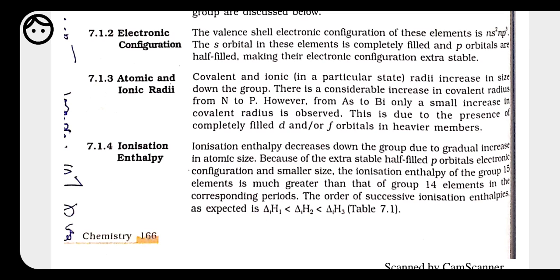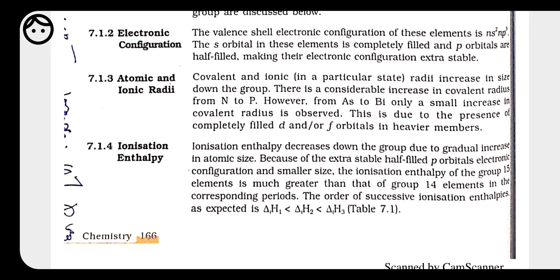Okay, next we have to discuss another property of this group, that is electron gain enthalpy. Electron gain enthalpy increases from left to right along a period in the p block, and its value decreases from top to bottom in a group. Apart from this general trend, a few exceptions are also observed. For example, the elements of group 15 are known to have exceptionally low values of electron gain enthalpy.